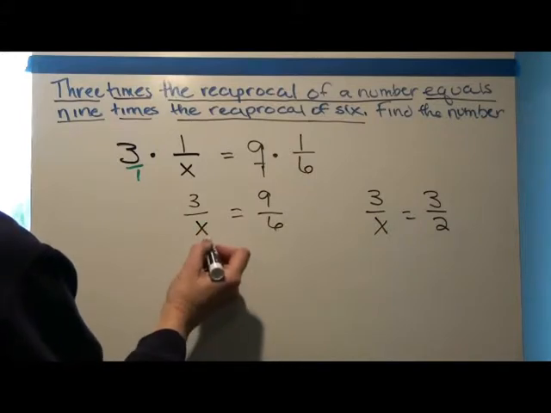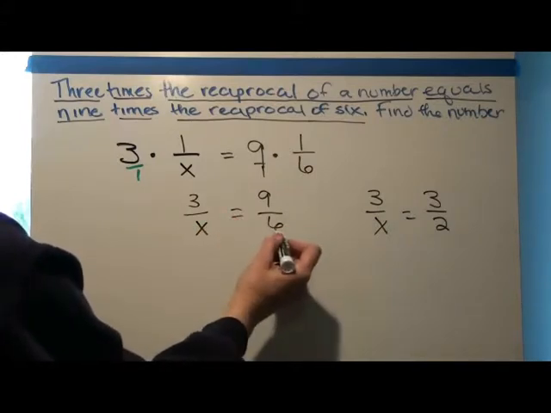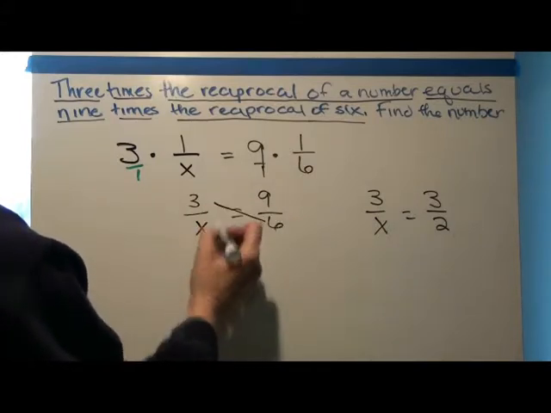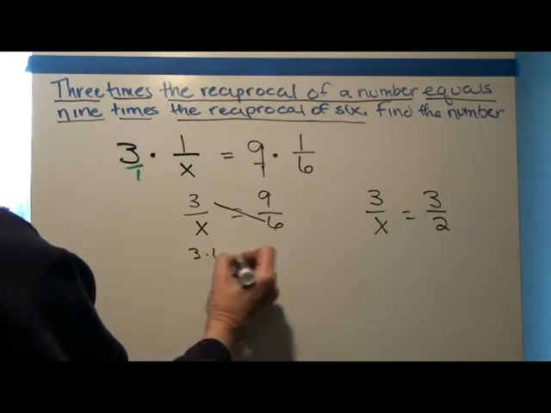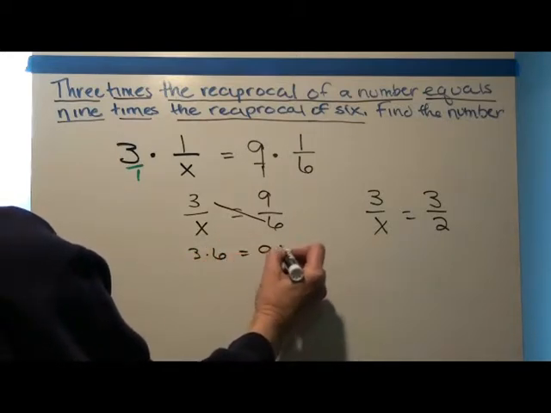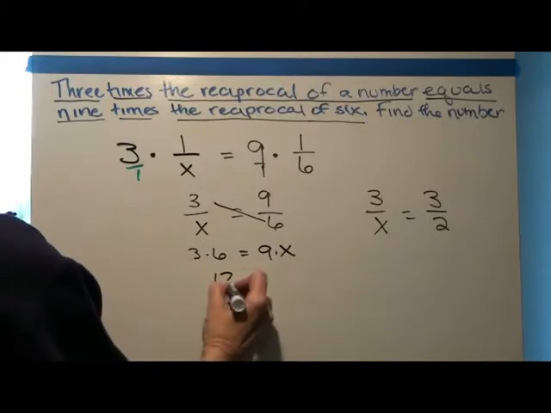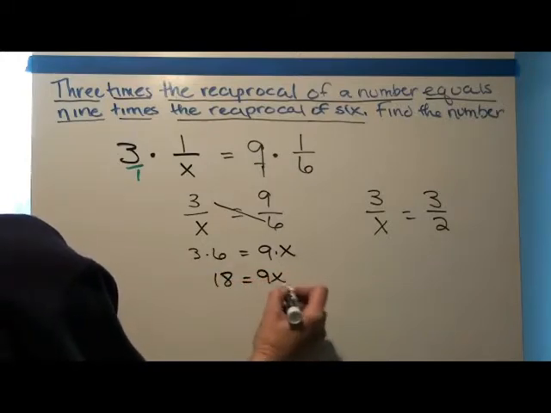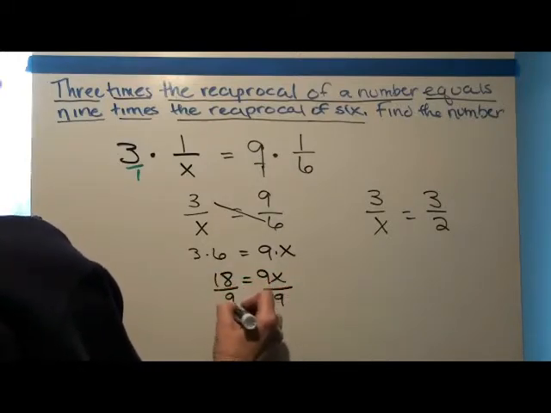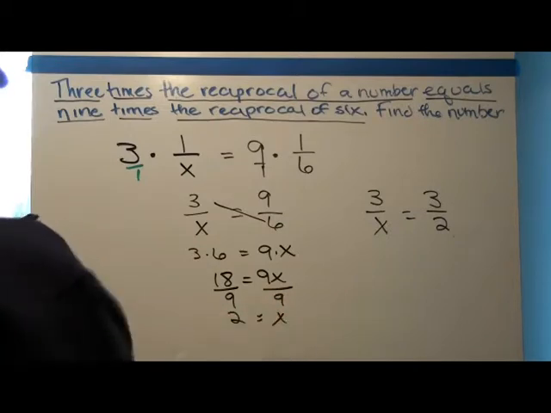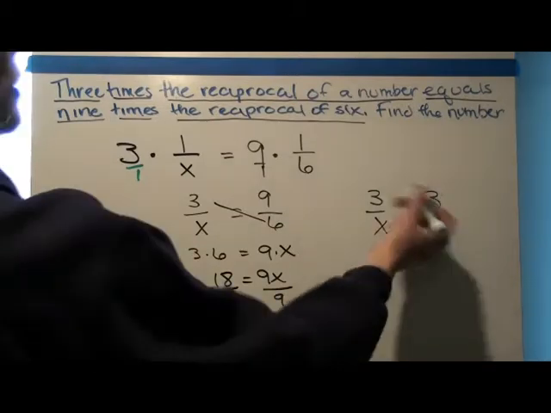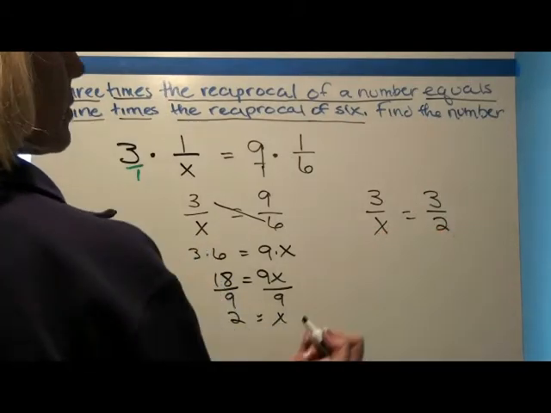This is a proportion. One fraction equal to another fraction. Cross multiply, 3 times 6 equals 9 times x. So 18 equals 9x. Divide both sides by 9. X equals 2. Well, what happens if you're over here? You can just see that x equals 2.